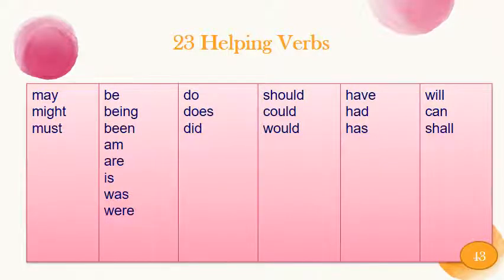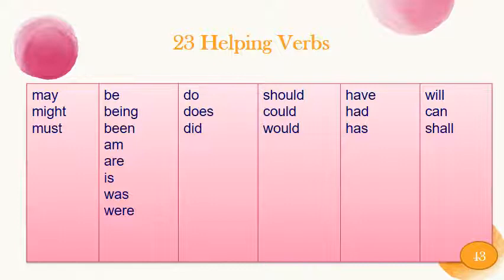Examples of helping verbs: may, might, must, the verb be, being, been, am, is, are, was, were. We use them also as helping verbs. Do, does, did also are used as helping verbs. Example: she does not find the blah blah blah. Does is a helping verb and find is the main verb.